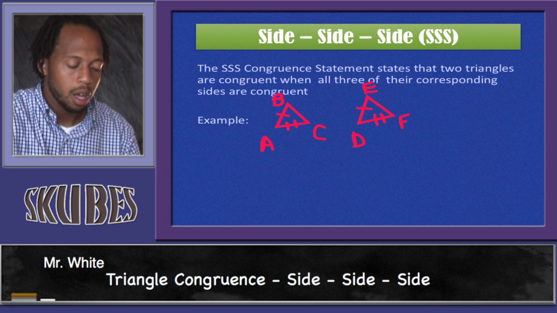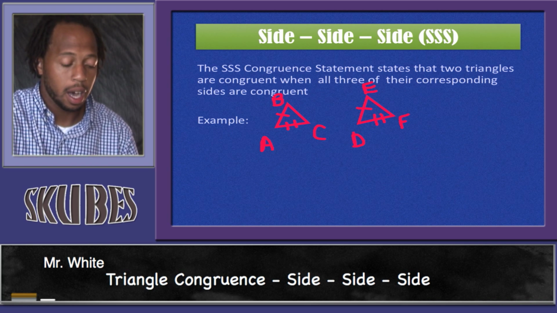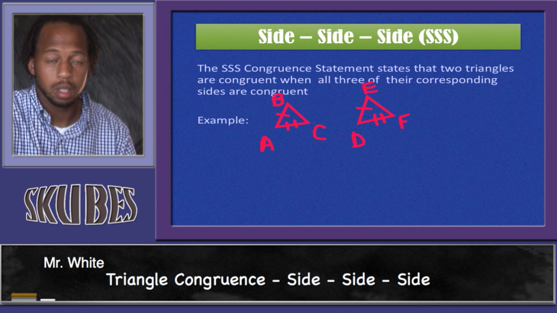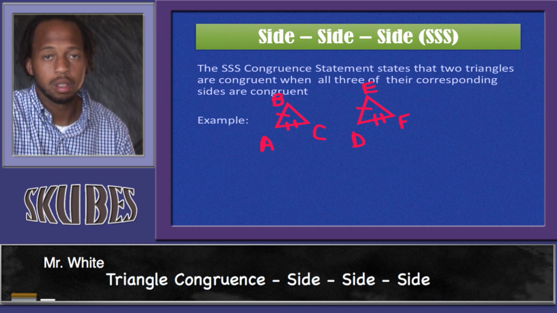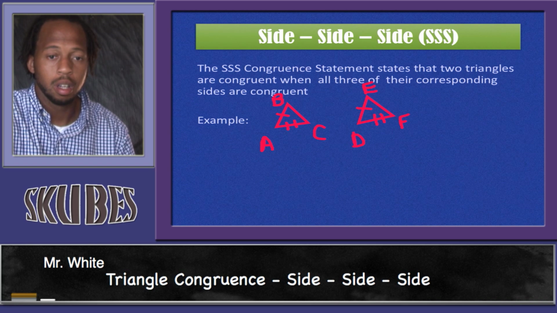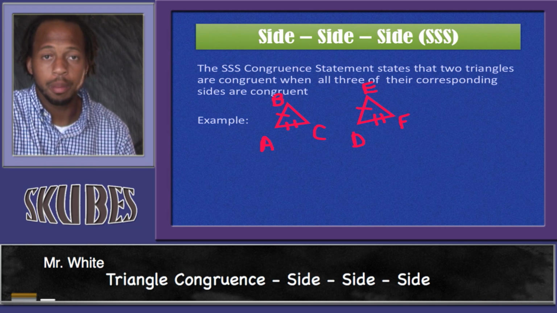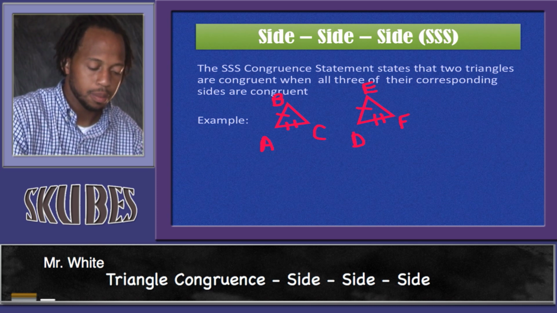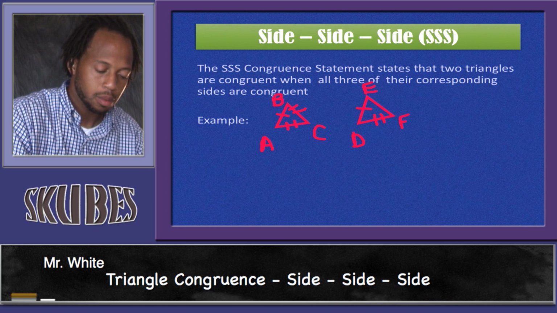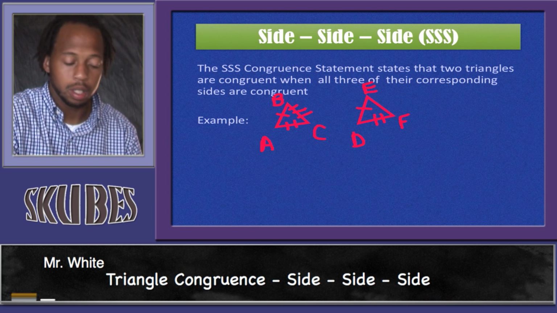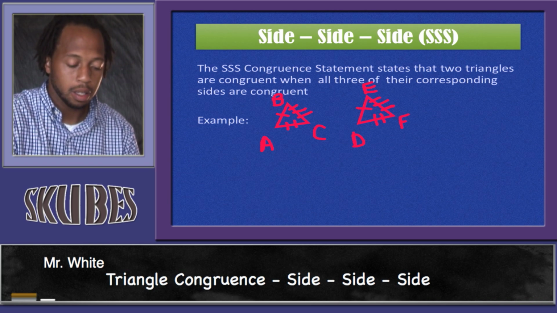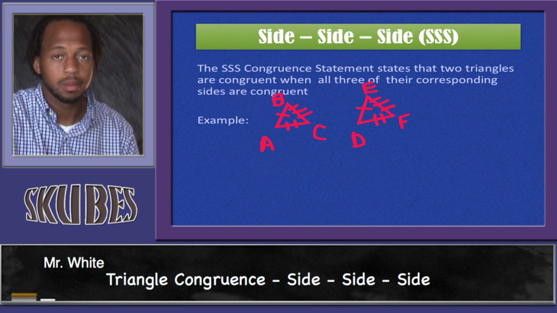Now notice that I used 1 tick mark to indicate that side AB and side DE were congruent, and I used 2 tick marks to indicate that side AC and side DF are congruent. The number of tick marks on a line segment indicates what other segment that particular segment is congruent to. So with that being said, side BC is going to be congruent to side EF, and that is indicated by 3 tick marks.